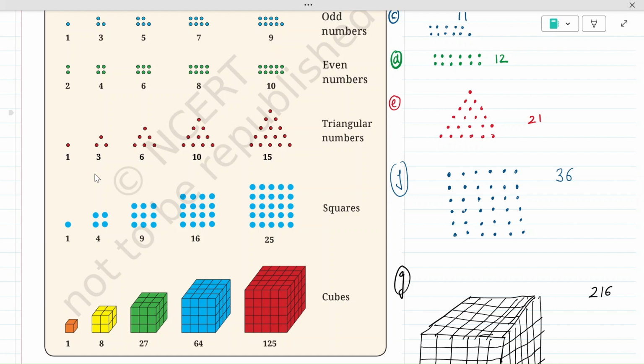We have already done the equilateral triangle in grade 5. It has all 3 sides equal. For 1 we have 1 dot. If we see 3, every side has 2 dots: 1, 2 on this side, 1, 2 on this, and 2 here. Similarly, in 6, we have 3 dots here, 3 dots here, and 3 here. In the case of 10, 4 dots, 4 dots, 4 dots. And same with 15, 5 dots on each side. So we can represent these numbers in the form of an equilateral triangle. That's why we call these numbers triangular numbers.